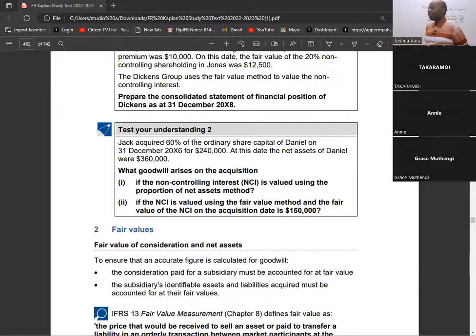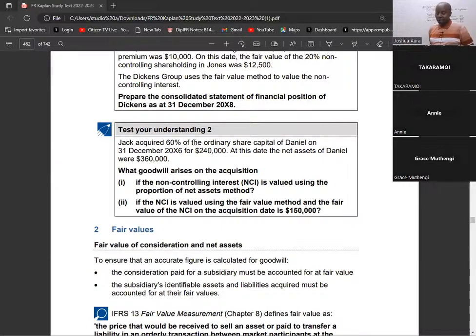Jack acquired 60% of the ordinary share capital of Daniel on 31st December 2016 for $240,000. At this date, the net assets of Daniel were $360,000. What goodwill arises on the acquisition if, number two, the NCI is valued using the fair value method, and the fair value of the NCI on acquisition date is 150,000?